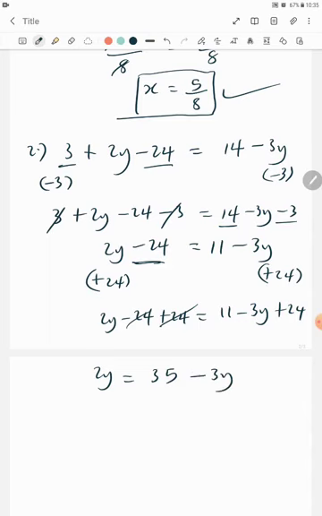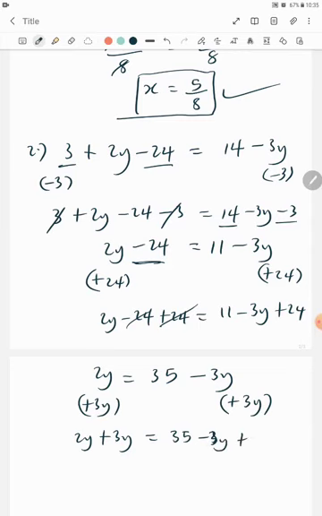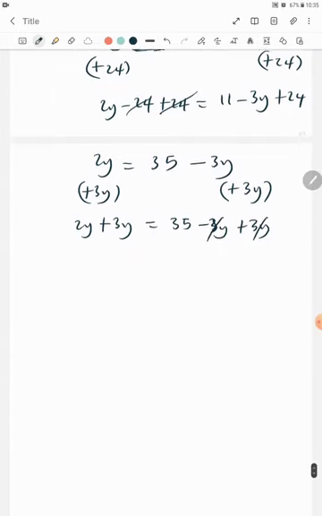Now it's time for this minus 3y to move to the left hand side. Because it is minus 3y, I will use plus 3y to remove it, and I will do that to both sides. So this one will be 2y plus 3y equals 35 minus 3y plus 3y. So minus 3y will cancel plus 3y. Then I will have 5y equals 35.